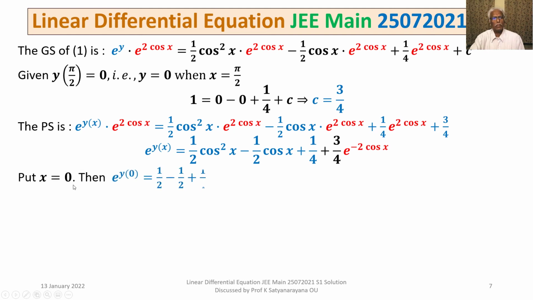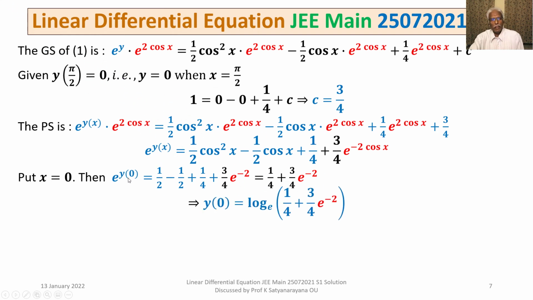Now put x is equal to 0, then e power y at 0 is equal to 1 by 2 minus 1 by 2 plus 1 by 4 plus 3 by 4 into e power minus 2 into cos 0. Cos 0 is 1. So e power minus 2. You'll get 1 by 2, 1 by 2 cancels. You'll get 1 by 4 plus 3 by 4 into e power minus 2.